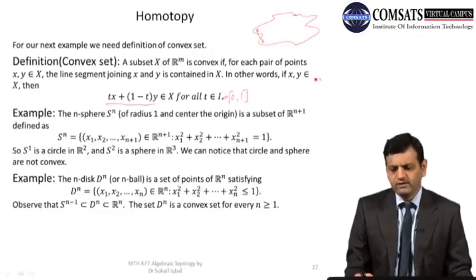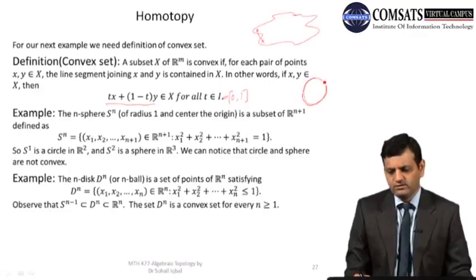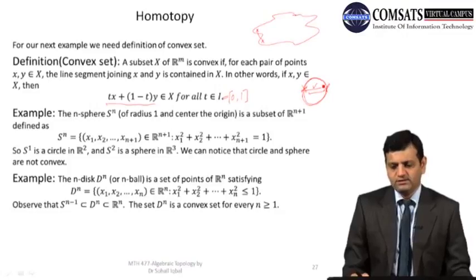Similarly, consider this circle. This circle is not convex because the circle is the collection of all points on this curve. If I take one point and another point, the two endpoints of the line segment are contained in the circle, but any point of this part is not contained in the circle. So we can say that the circle is not convex.